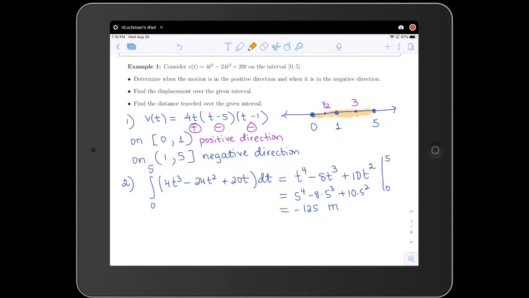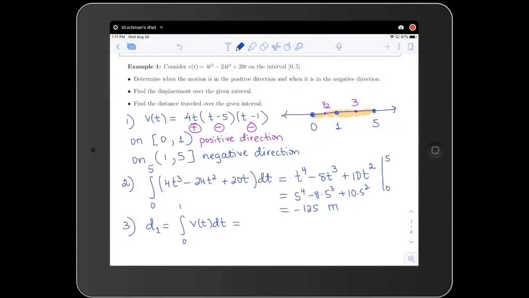So the distance traveled is something different. Here we would split up our integral in two parts. Let's say distance number 1, from 0 to 1, and we integrate our function from 0 to 1. We want to see what happens there.